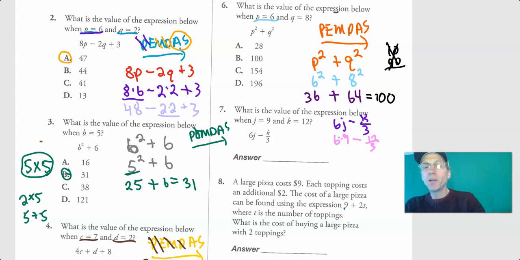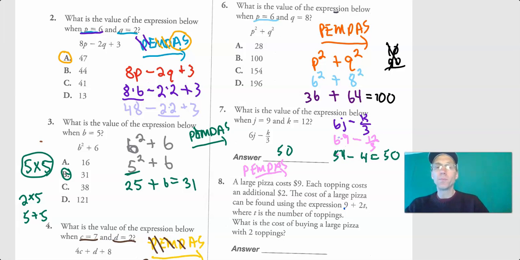So we've got our PEMDAS, okay? So 6 times 9 is 54. And then we can go ahead and do this one since there's only 2 terms. 12 divided by 3 is 4. 54 minus 4 is 50. Our solution is 50. Okay?